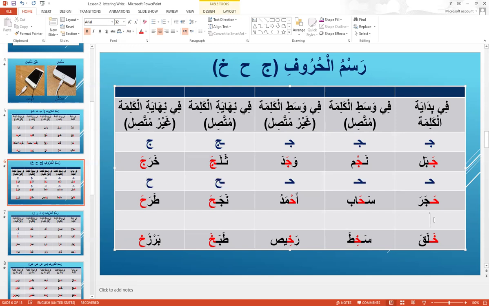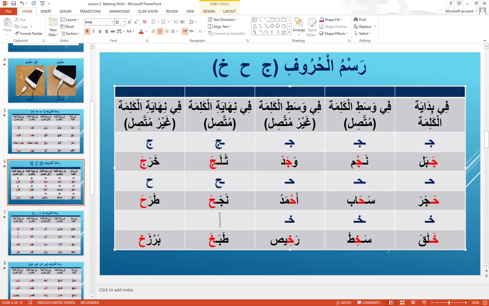Then we have خا on the right, خا. Then خا في بداية الكلمة. So by default it's going to join on the left. خا في وسط الكلمة متصل. So the connection first, then خا, then the connection. Then خا في وسط الكلمة غير متصل. So we have خا, then the connection.